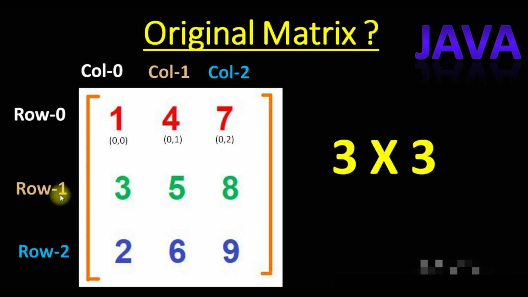Similarly, if we take row 1, so 1 and then 0, this 3 is basically 1 0, then this 5 is basically 1 and 1. Similarly 8 is basically 1 and 2, so these are its indexes. Similarly for row 2, we can see the positions like this: 2 0, then 2 1, then 2 2. So in Eclipse, we will try to collect these matrix values and print this matrix. Okay, so let's check it in Eclipse.